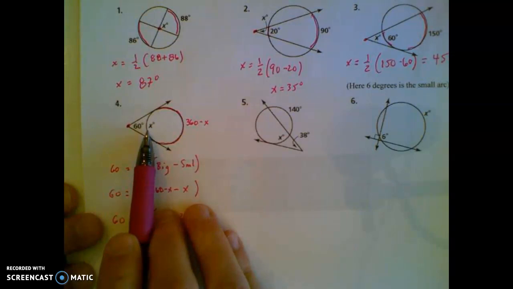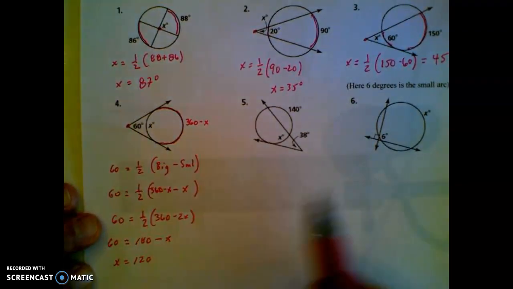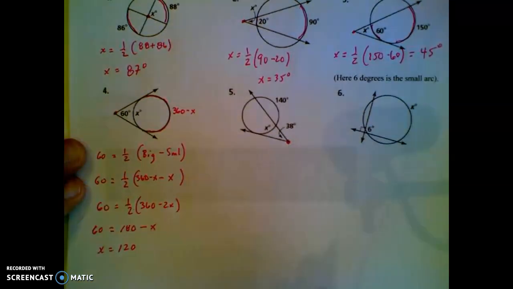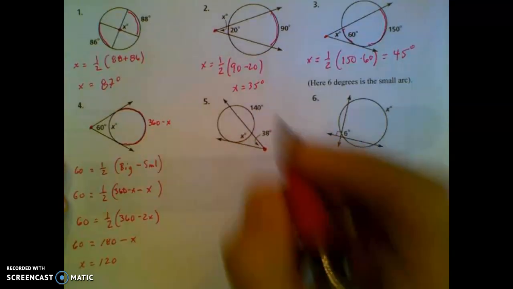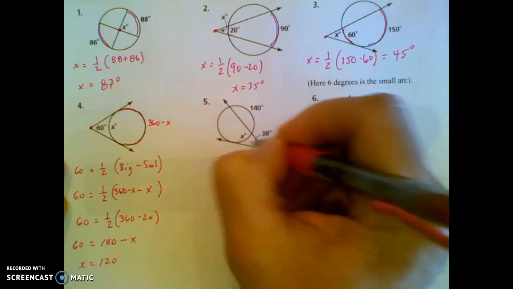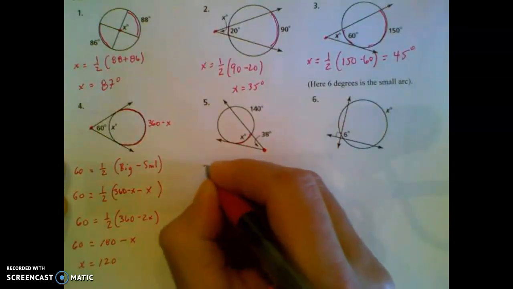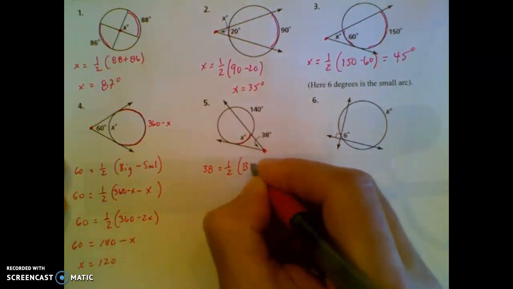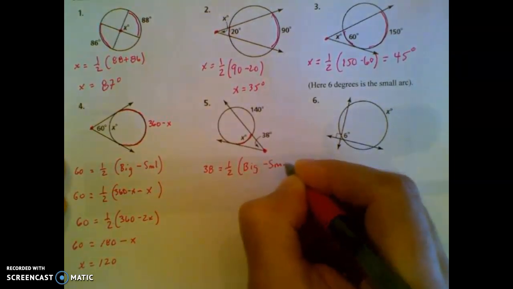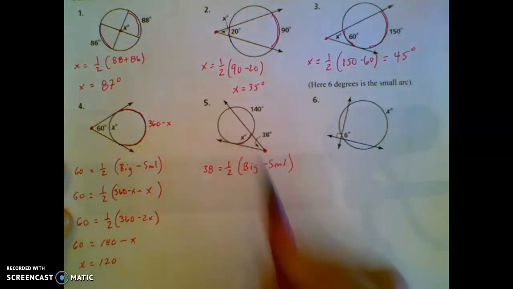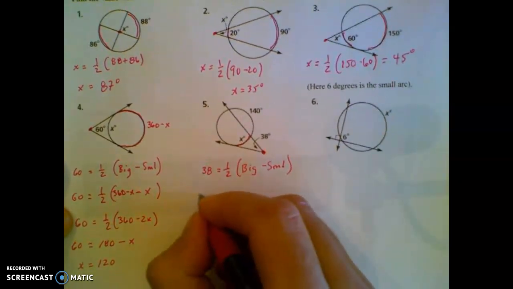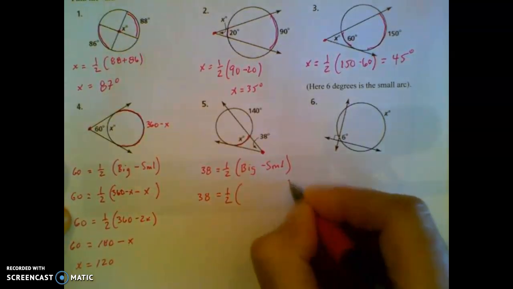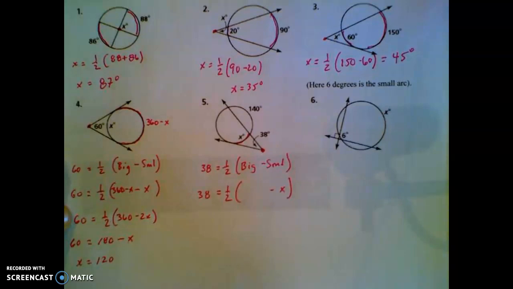So that means that's a 120 degree arc. Over here, again, the intersection's on the outside, and I have the little arc is x, so 38 again. What I know is the angle is half of the big minus the small. I know what the small arc is, it's x. So 38 is equal to 1/2 of big minus small, and I know what the small is, x.